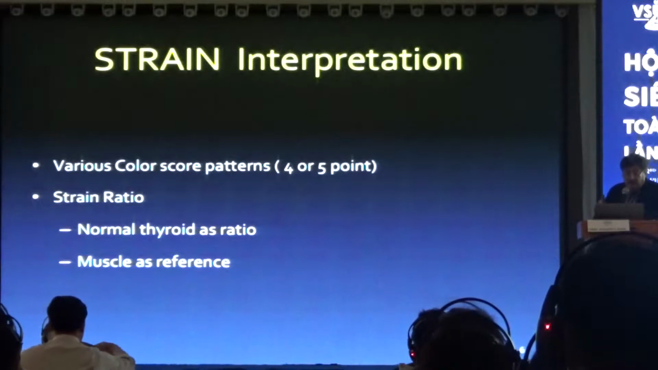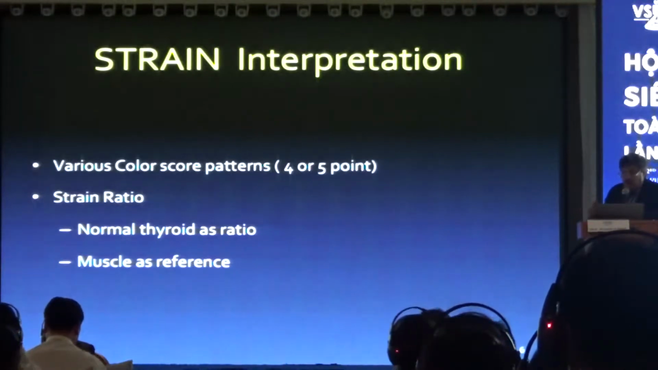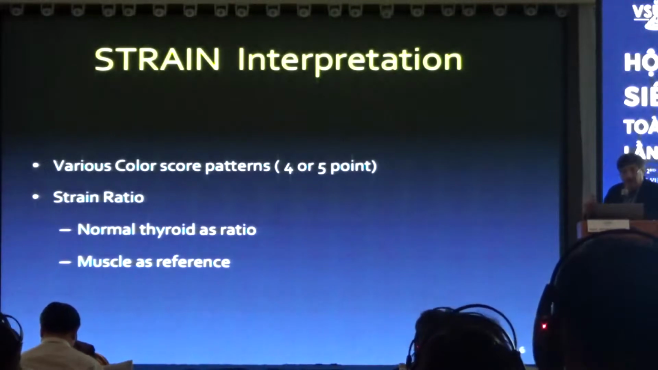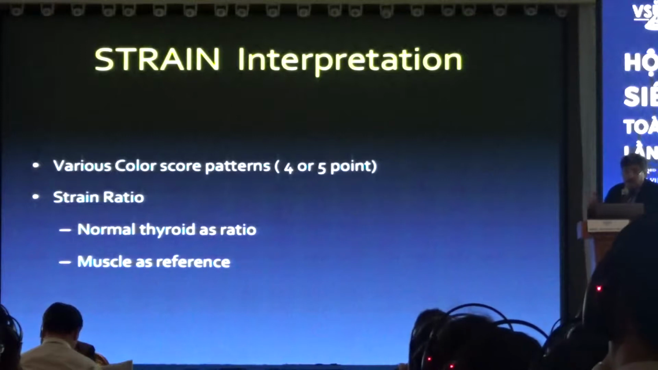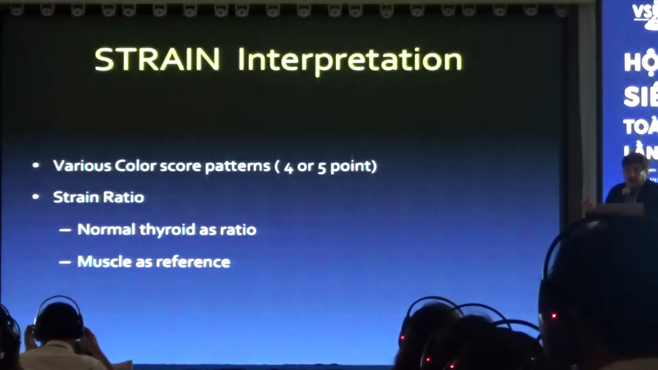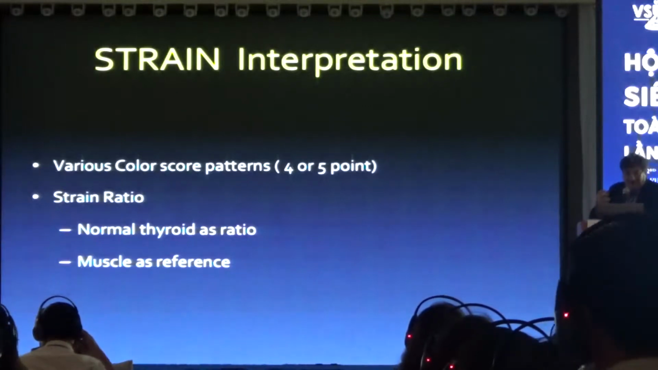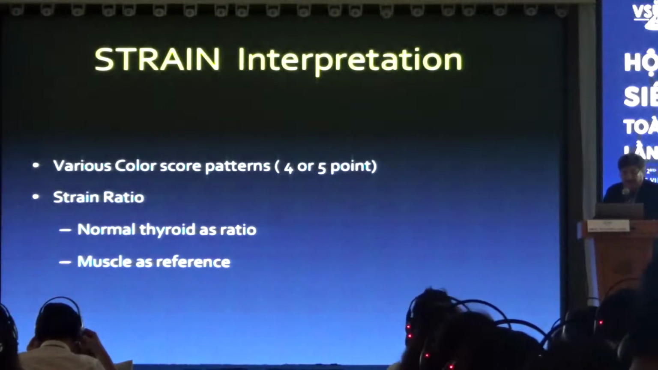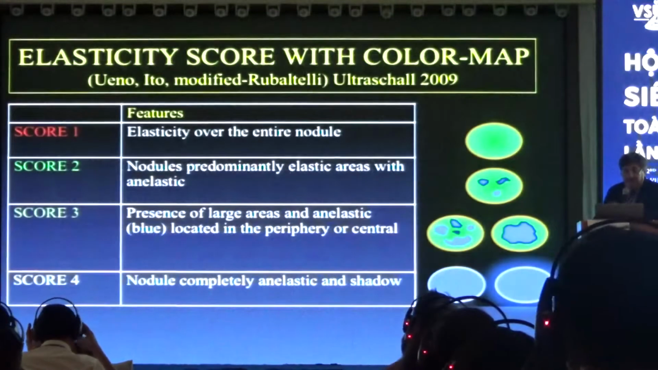And you can do either the color scales, which we'll go over in a minute, or you can do the strain ratio, where you compare the strain of the lesion to normal thyroid, or you can compare it to muscle, and there are different studies. And you have to make sure you're using the values from the paper you're following. So if you're doing muscle, make sure you're using the cutoff values for muscle, not normal thyroid.